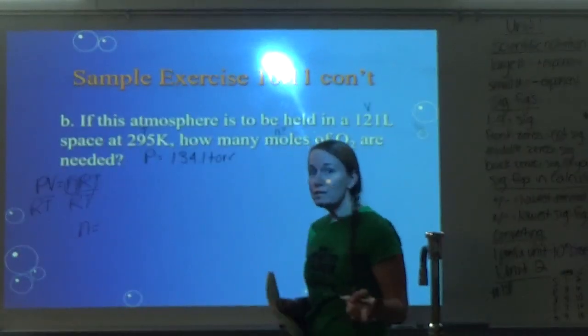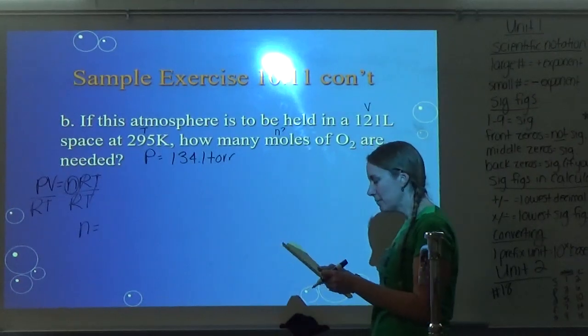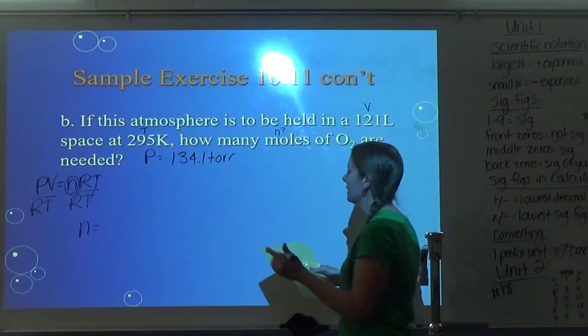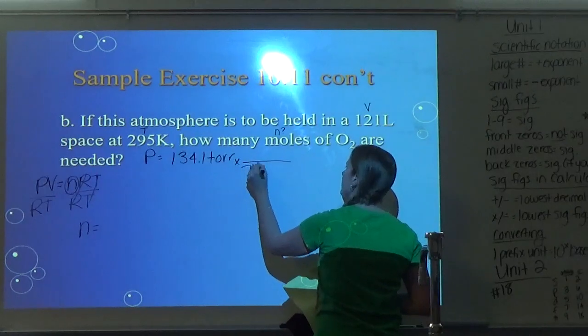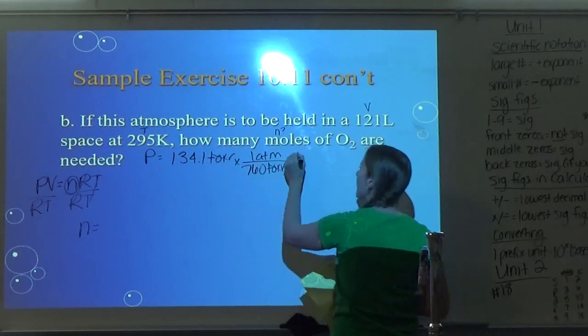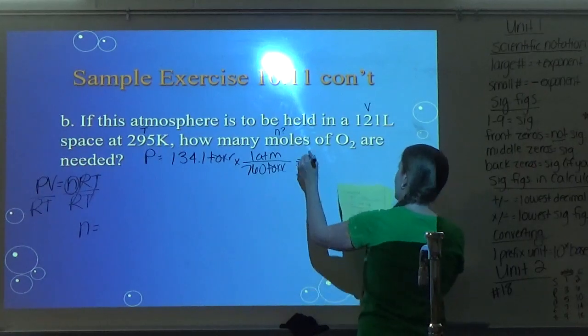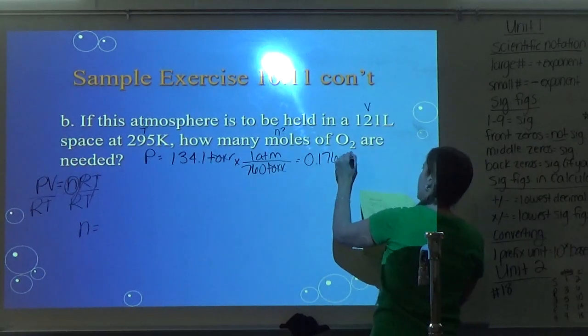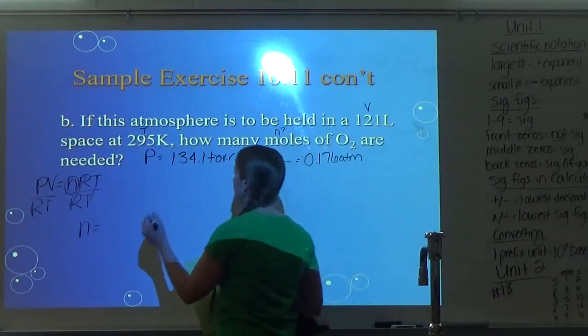Well, the problem is I can't use that pressure. I have to have kPa or atm. I most likely changed to atm. I did. So I put 760 torr on bottom, 1 atm on top, and easily you could have gone to kPa instead. And I got 0.176 atm. All right, so that's my pressure.